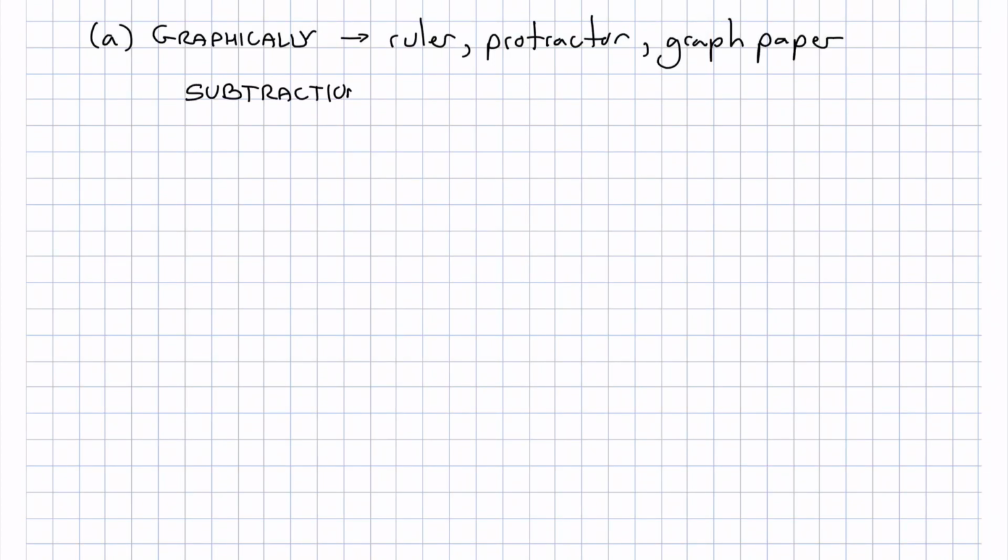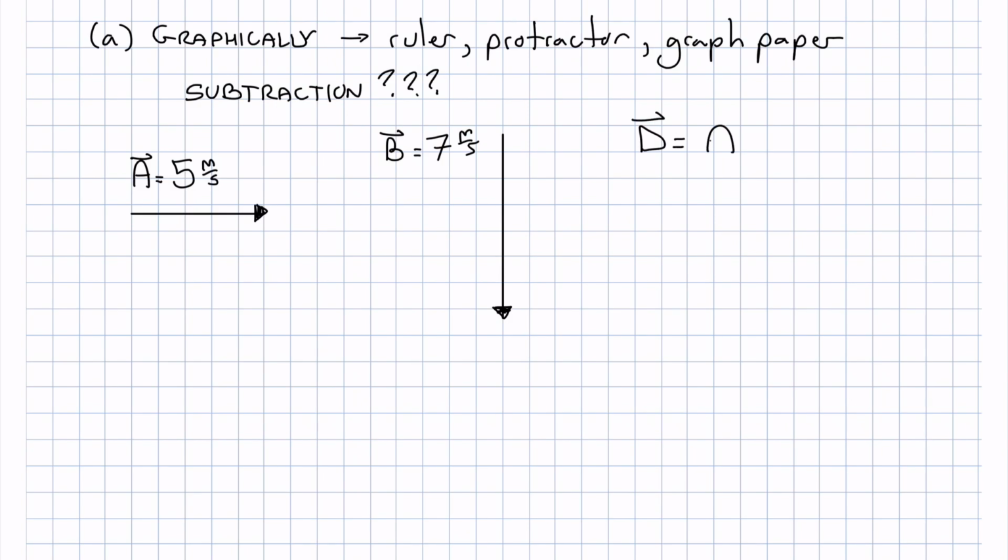But how does one subtract vectors? That's what we'll take a look at right now. All right, let's take the two vectors we've been using as examples here, vector A, vector B. And now let's find vector D, which we'll define as A minus B. And we'll figure out how we actually do that.